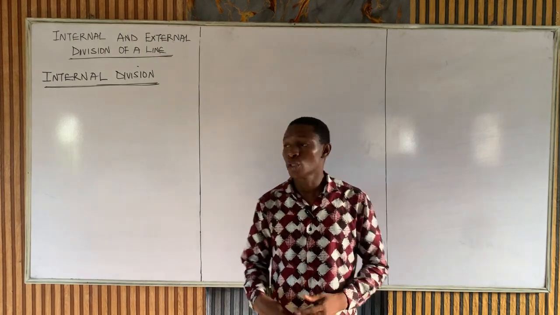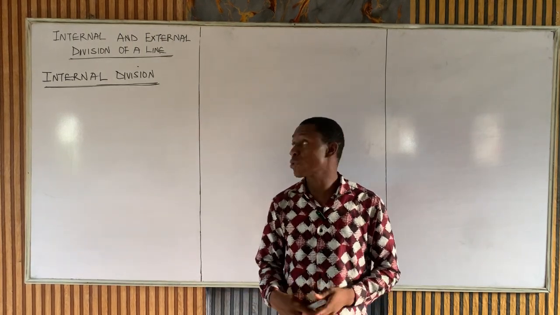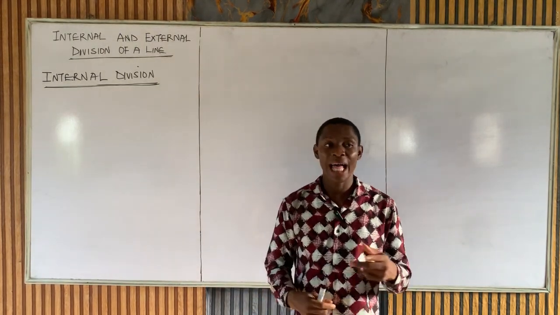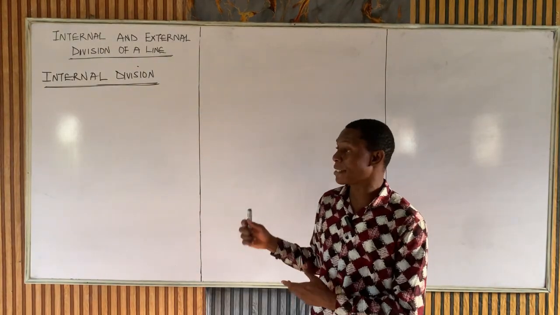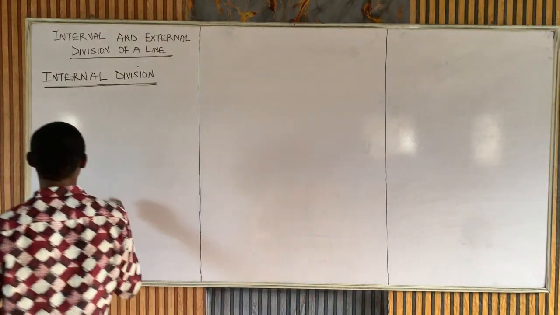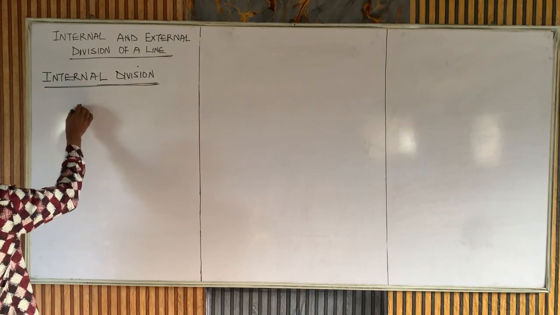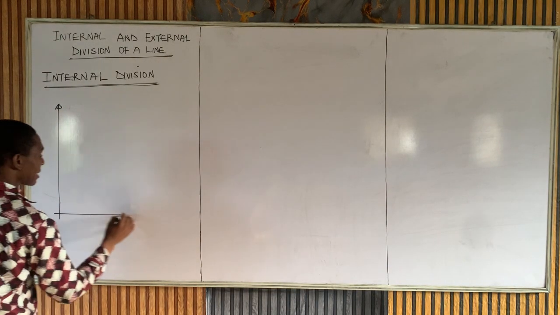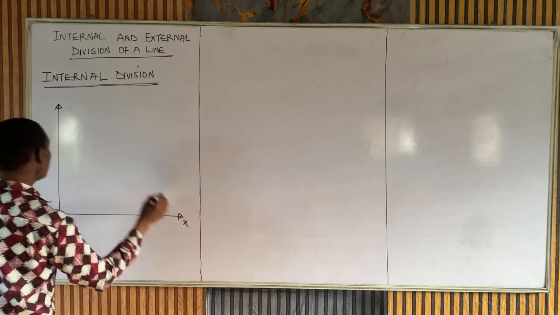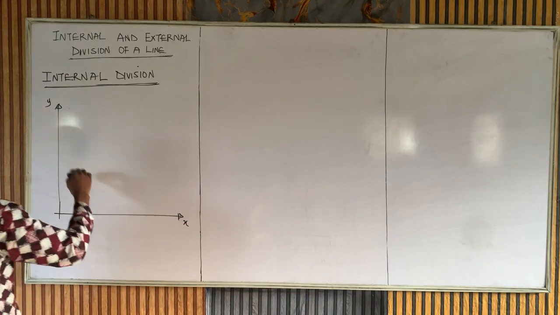Good day. Today in our coordinate geometry class, we want to consider the internal and external division of a line. Now let's explain this. Let's say we have a line bounded by the y-axis and the x-axis. And this is the line.